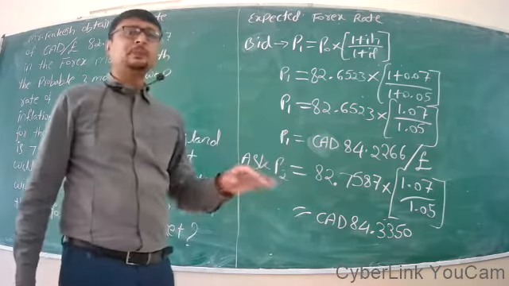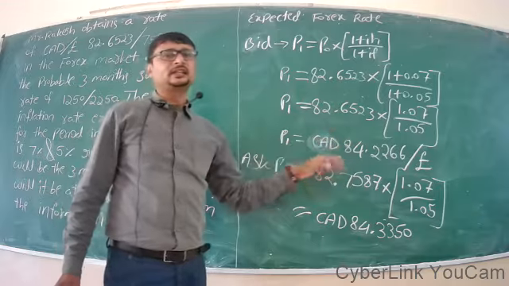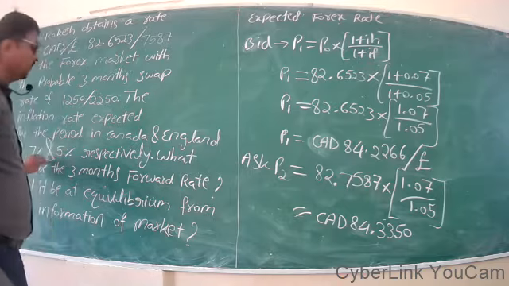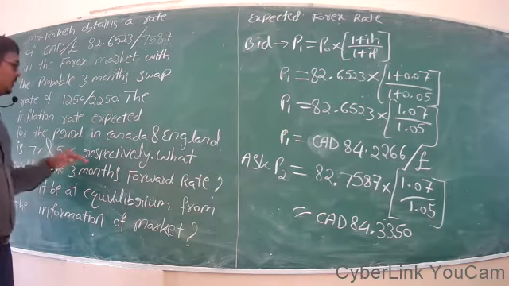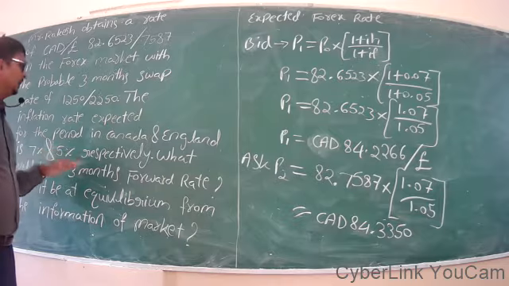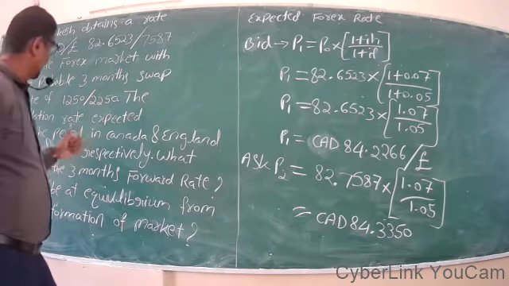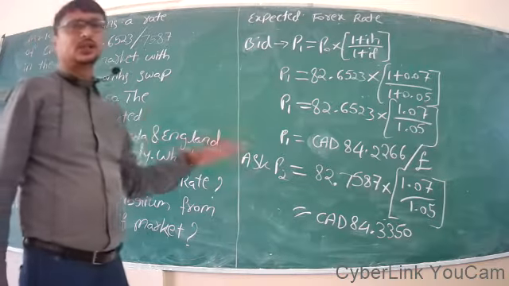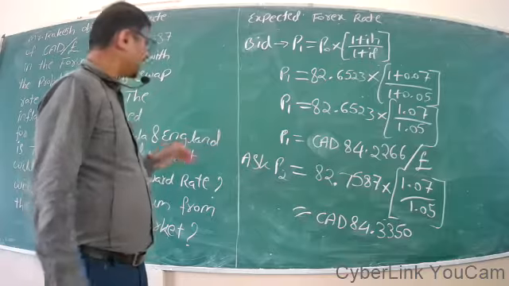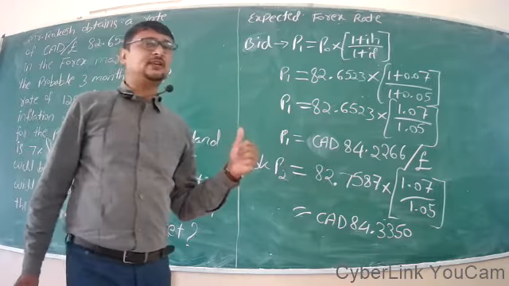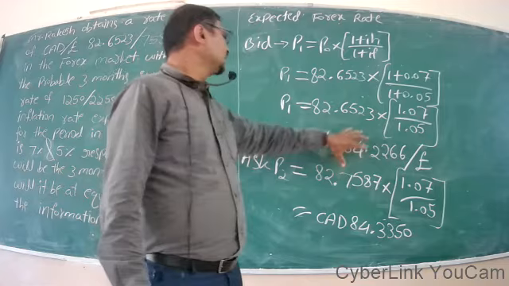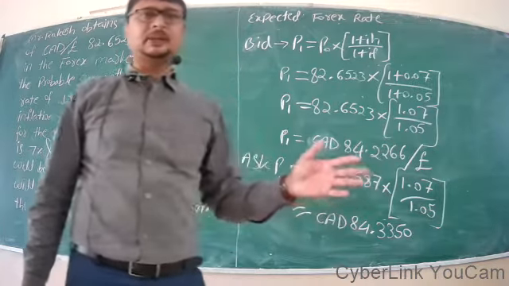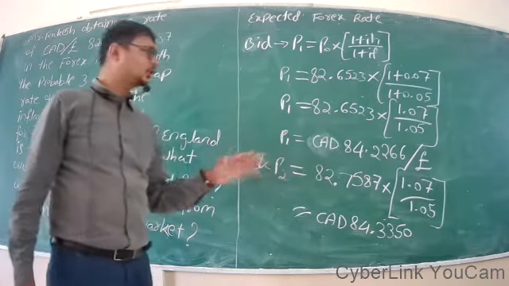What is the reason for depreciation of the Canadian dollar? That is the home currency in this example. Because of the higher rate of inflation in Canada when compared to England. England has 5% inflation and Canada it is 7%. So Canada got the higher rate of inflation, that is 7%. That is the reason the Canadian dollar is depreciating against the sterling pound. The currency appreciation and depreciation we have discussed earlier also.